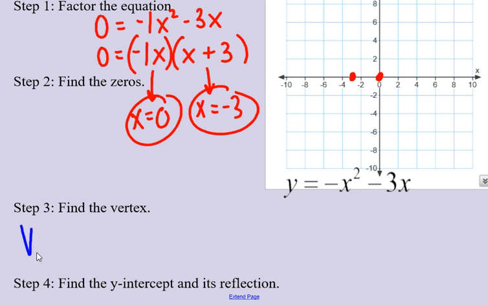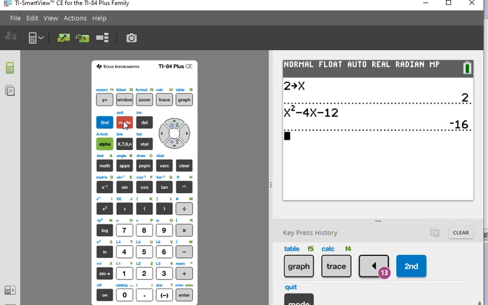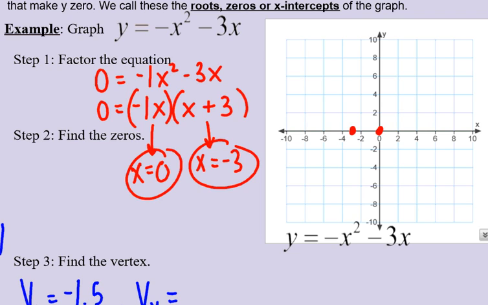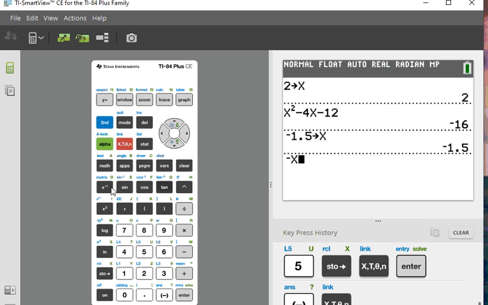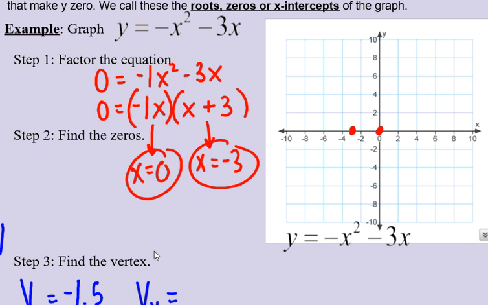The vertex's x-coordinate is halfway between. I hope by now you can do this in your head and just know it's going to be negative 1.5. How do I find the vertex's y-coordinate? I'm going to put negative 1.5 in for x in the original equation. I'll actually do it by storing in the calculator just to show. Negative 1.5, store that for x. And now I type in the calculator the equation. Negative x squared subtract 3x, and when I put negative 1.5 in for x, the y-coordinate is positive 2.25.